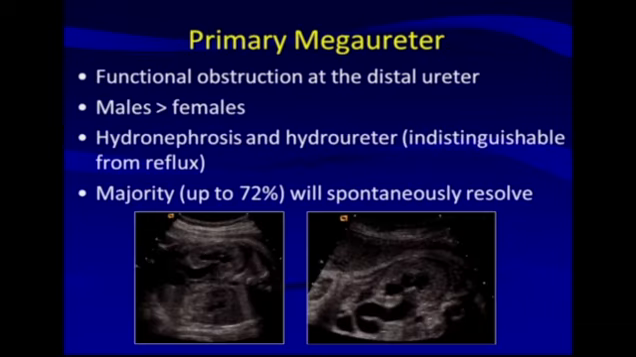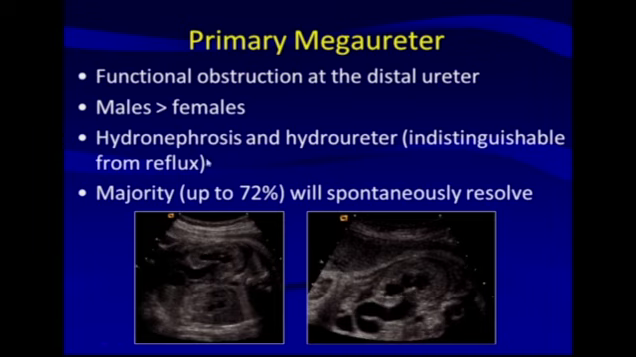Primary megaureter occurs when there is an aperistaltic segment within the distal ureter. So again, this is a functional obstruction, not a mechanical obstruction to flow of urine from the kidneys into the bladder. Also seen more commonly in males than females. And on ultrasound, you can see hydronephrosis, dilatation of the renal pelvic calyceal system, and also dilatation of the ureter.